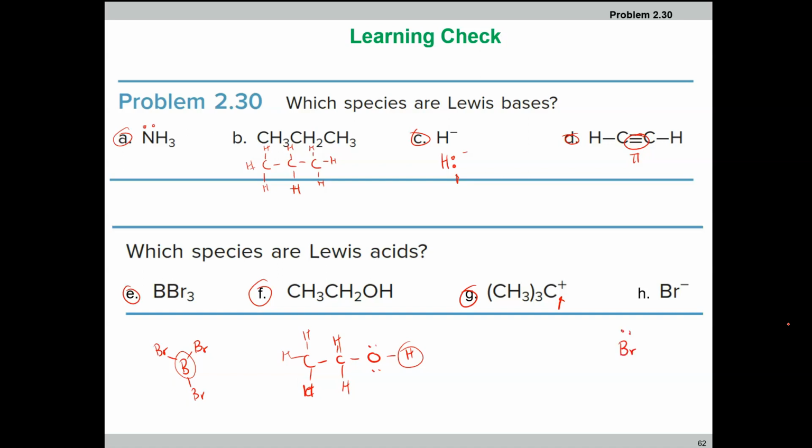And bromine, if we look at how many lone pairs it would have to have a negative charge on it, it would have to have 8. It couldn't accept any more electrons. It's got the octet. So this one we would not consider as a Lewis acid, in addition to the fact that it has a full negative charge. So E, F, and G would be Lewis acids in this example.